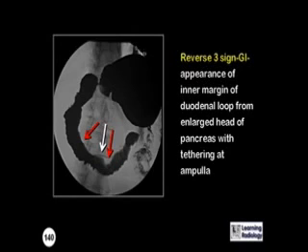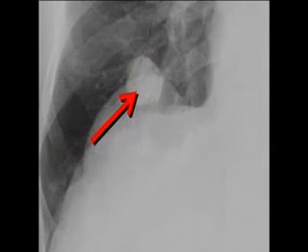What is the name of this sign? This is the reverse 3 sign, which is the appearance of the inner margin of the duodenal loop from an enlarged head of the pancreas, with tethering at the ampulla, shown by the white arrow.